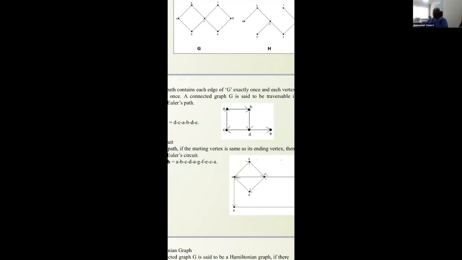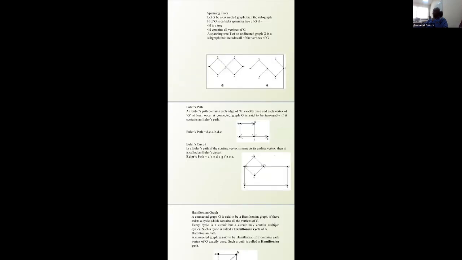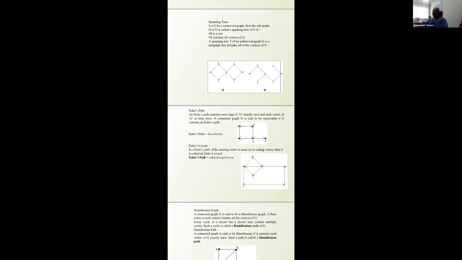So that means you go from D to C, C to A, A to B, B to D, then D to E. Then it becomes an open path. Okay, it's clear. It's clear.